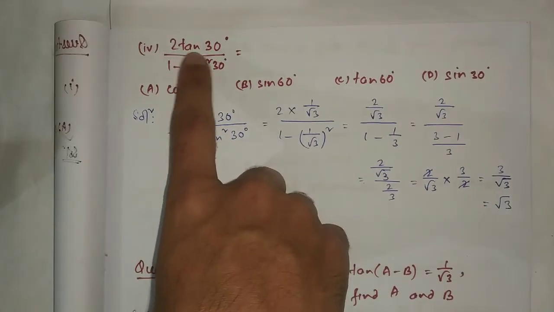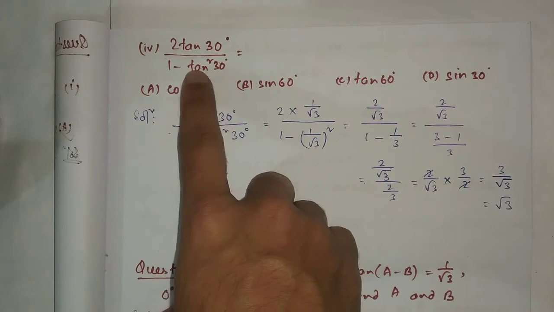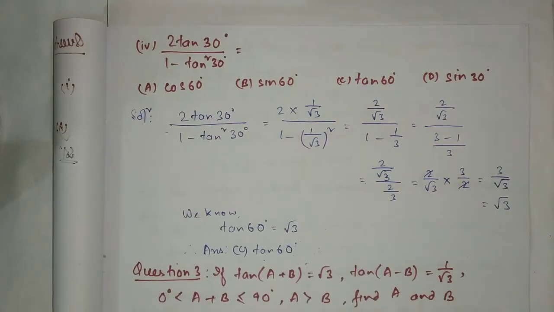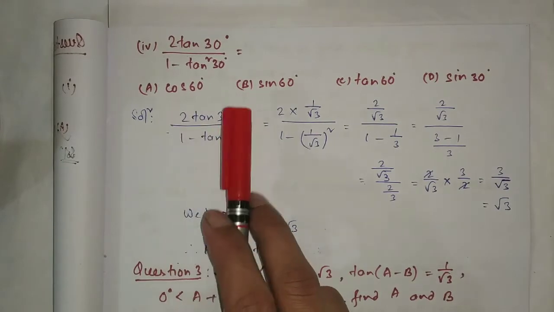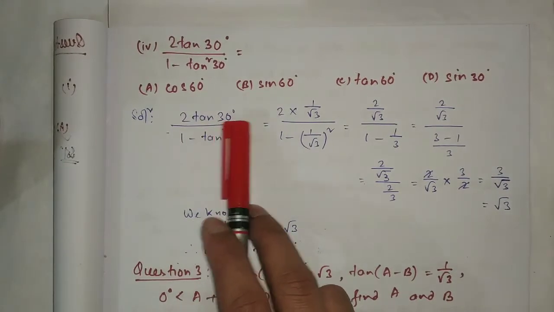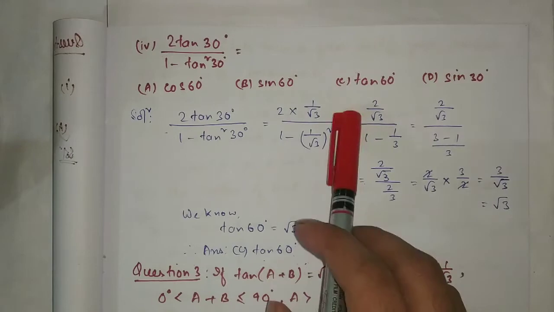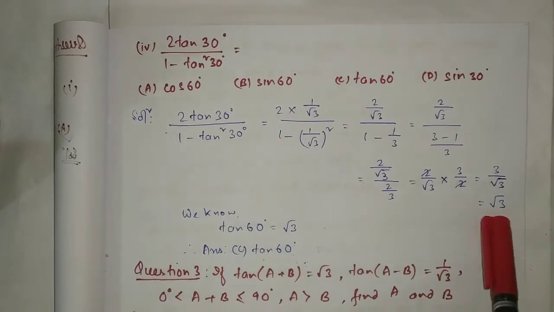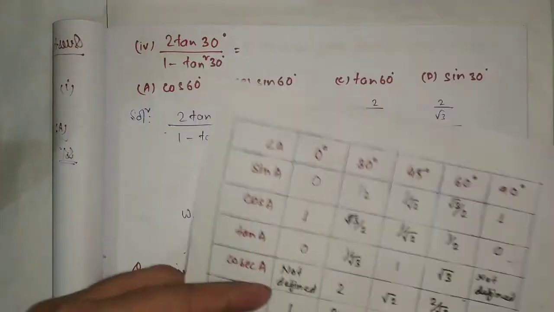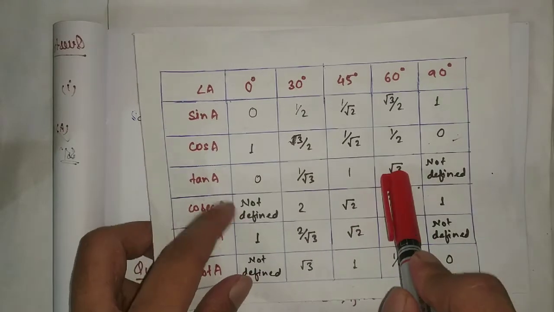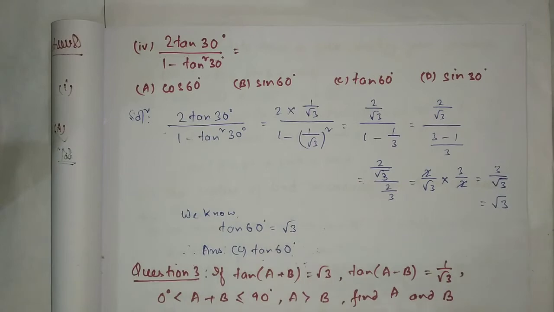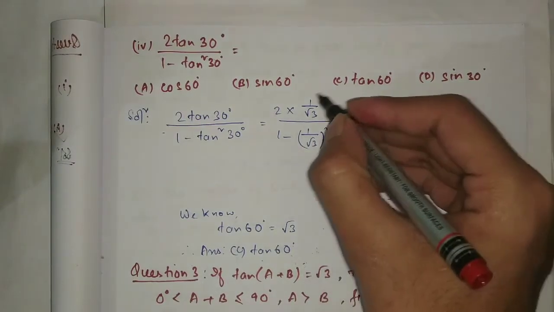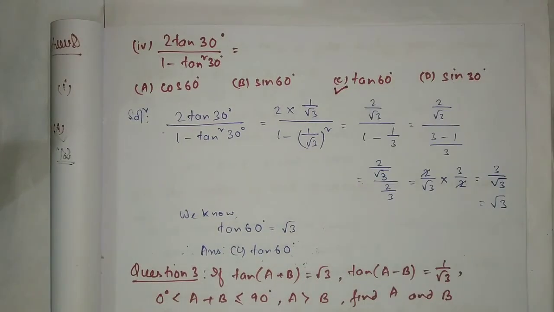Now the next problem is number 4, 2 tan 30 divided by 1 minus tan square 30, which is the same as the previous problem. We just replace the value of tan 30 degree by 1 by root 3, and on solving this we get the value root 3, and from the trigonometric table we find the value of root 3 to be tan of 60 degree. So the answer of this particular problem is option number C, tan 60 degree.